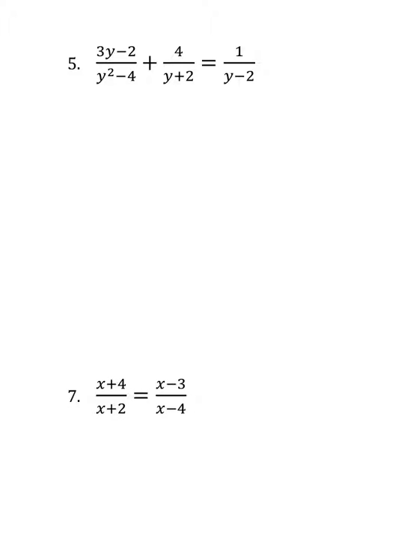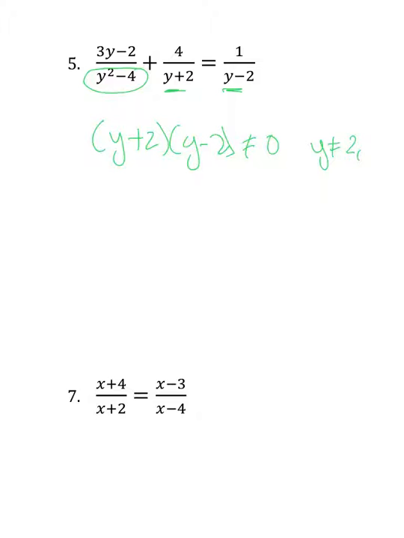Okay, we're going to look at one more example. So I've got this on your second page. Okay, so we've got 3y minus 2 over y squared minus 4 plus 4 over y plus 2 equals 1 over y minus 2. If we look at the denominator of this, we've got y plus 2 times y minus 2 is what makes up that denominator. And remember, I've already got the y plus 2 here and the y minus 2 here. And so that cannot equal 0, which means that y cannot equal positive 2 or negative 2.